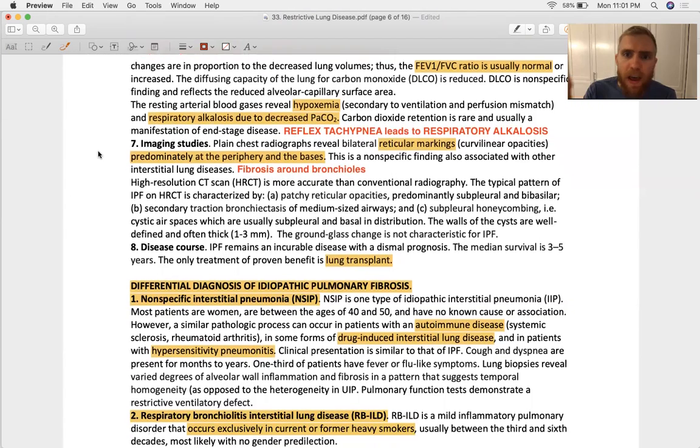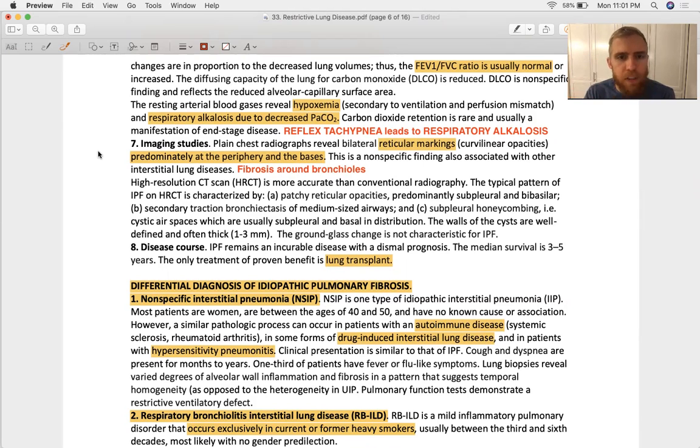Back to the lung volumes, FEV1 to FVC ratio is going to be normal in a restrictive disease. Why? Because both are down. So why would the ratio be lower in an obstructive disease? Because FEV1 is down and FVC is up, or not down as much, rather.